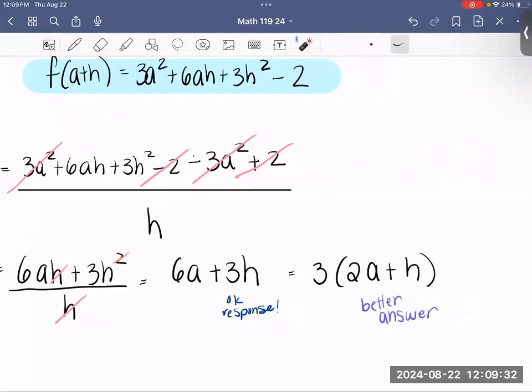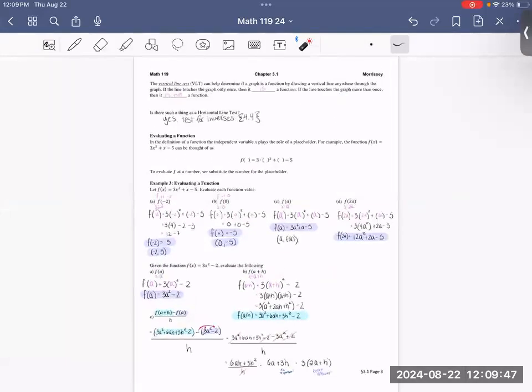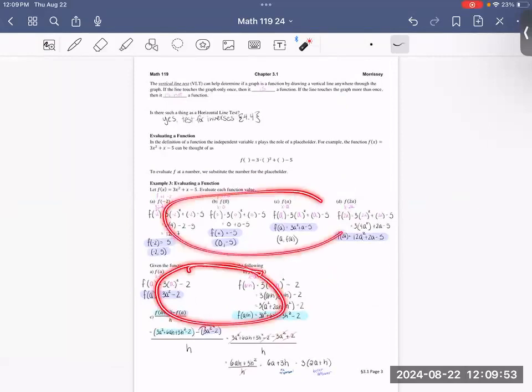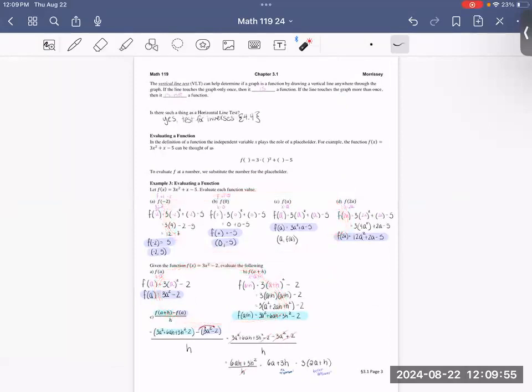For me, I don't mind if you are here. This one would be a lot better. Some teachers are going to be a little bit more strict perhaps in the future, but this is an okay answer. Now, if you need help with evaluating, there is a worksheet just on this, kind of this stuff and this stuff over here. So definitely check that one out as well.